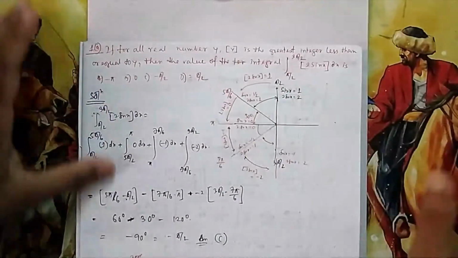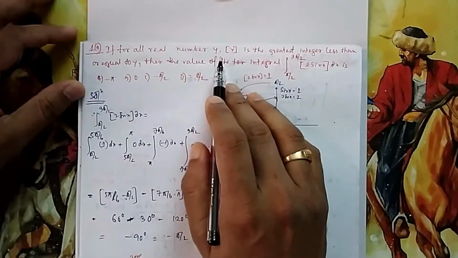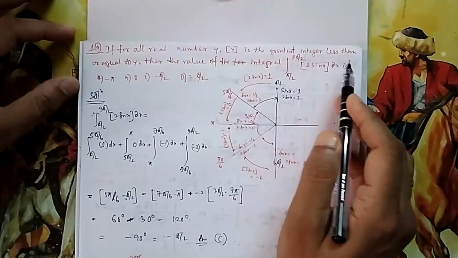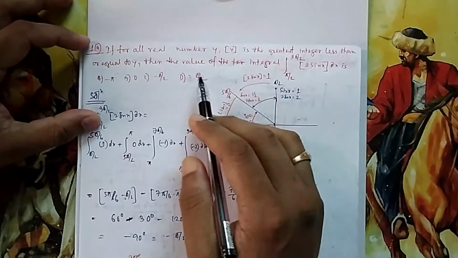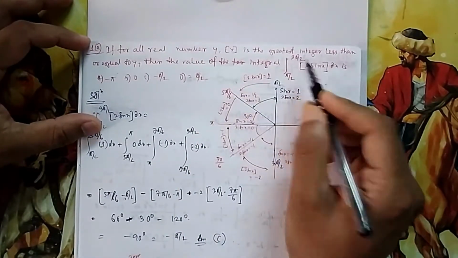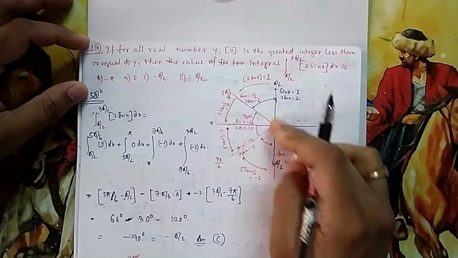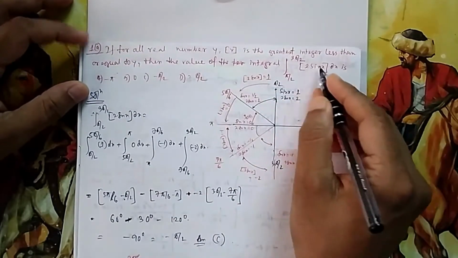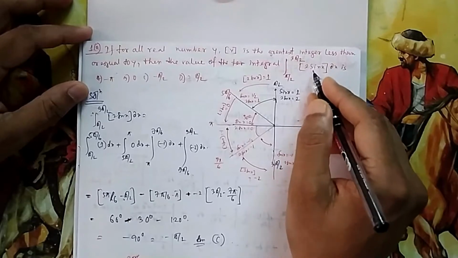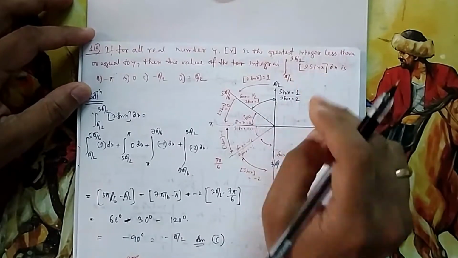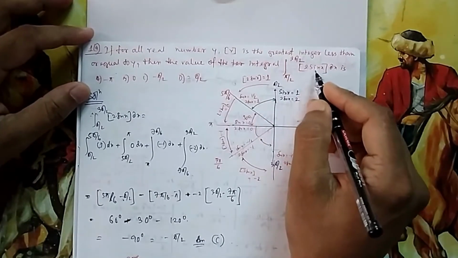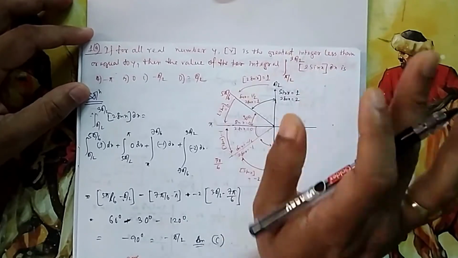If you see question number 1a: for all real numbers y, box y is the greatest integer function less than or equal to y. Then find the value of the integral from pi by 2 to 3 pi by 2 of box 2 sin x dx. The range is from pi by 2 to 3 pi by 2, and you have to see that this box output will be different for different inputs. If you give any input from 0 to 1 inside the box, the output is always 0.